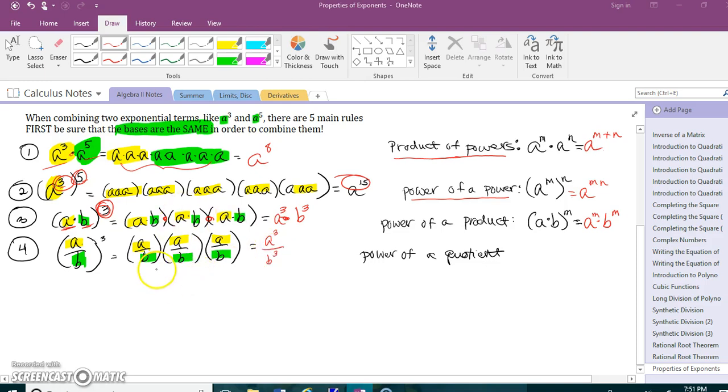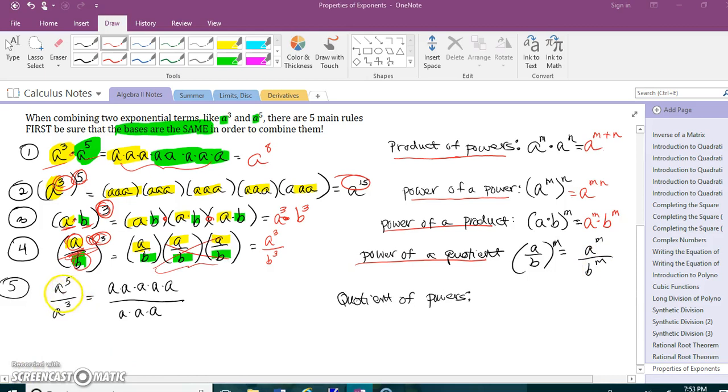So instead of writing all this out, what you could do instead is just give each term in the parentheses the power. Just like you did here when they were multiplied, same deal when they're divided. This is called a power of a quotient. So if I have a over b to the m, it is a to the m over b to the m.